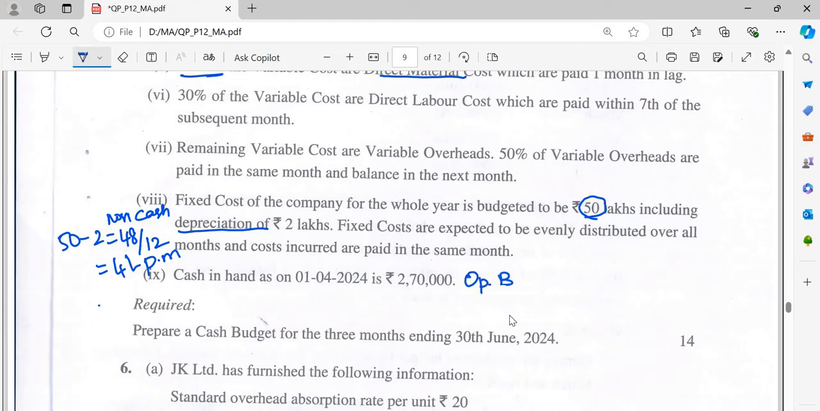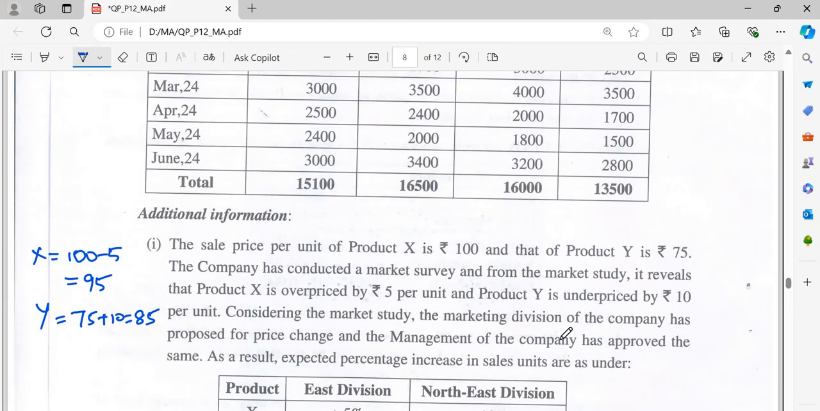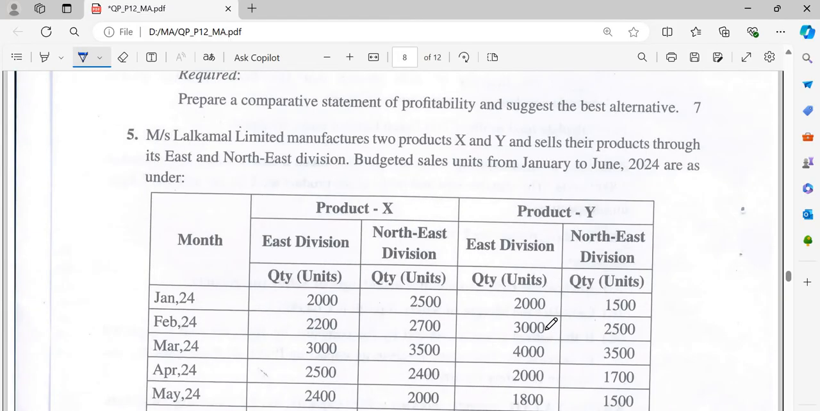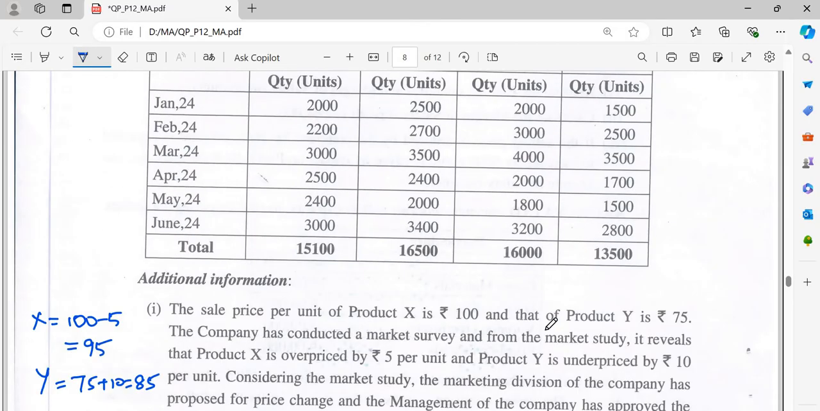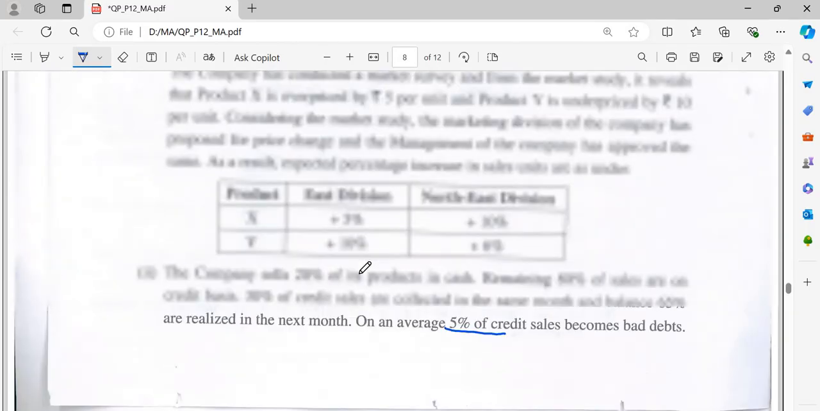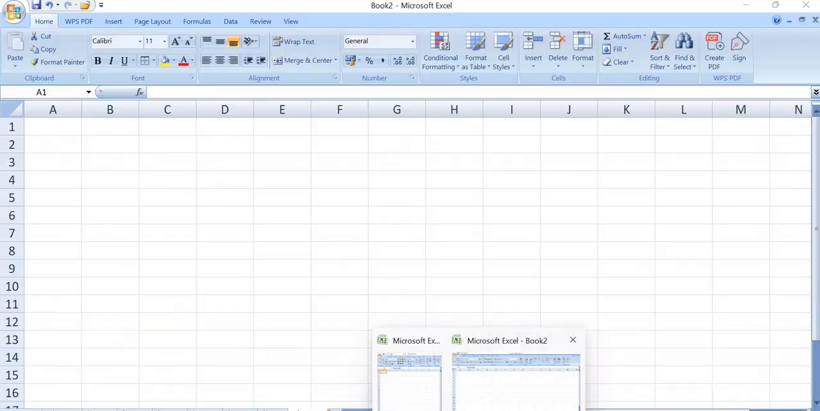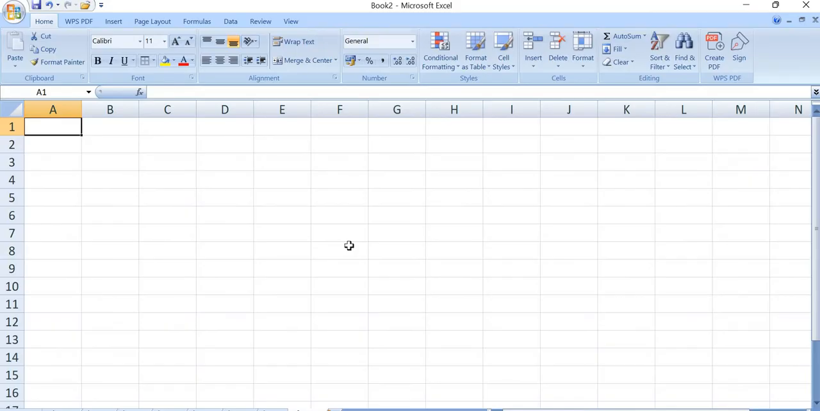So cash in hand, that is the opening balance, is 2,70,000. We need to prepare a cash budget for 3 months ending, that is April, May, June. So first we will calculate sales, then only we can calculate other things, because all the information is based on sales only, this variable cost, everything. So based on PV, we are going to calculate. Everything is based on sales. If sales goes wrong, our entire answer results in wrong answers only. So first we will be calculating sales.